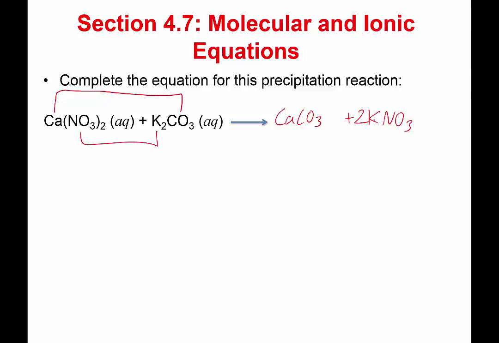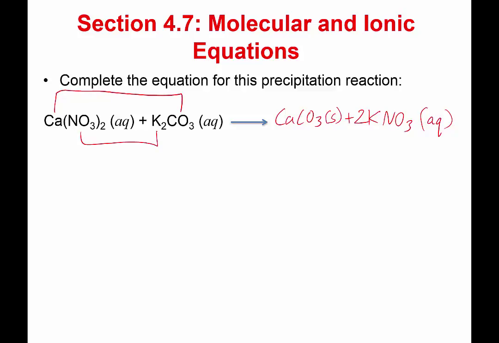So the next thing you would do is go to the solubility rules and see if these compounds are soluble or insoluble. Calcium carbonate is insoluble, so that's the precipitate. So we write an S by it. Potassium nitrate would be soluble. Remember, compounds of potassium are always soluble. Compounds of nitrate are always soluble. So that remains in solution, so we write an aq after it.